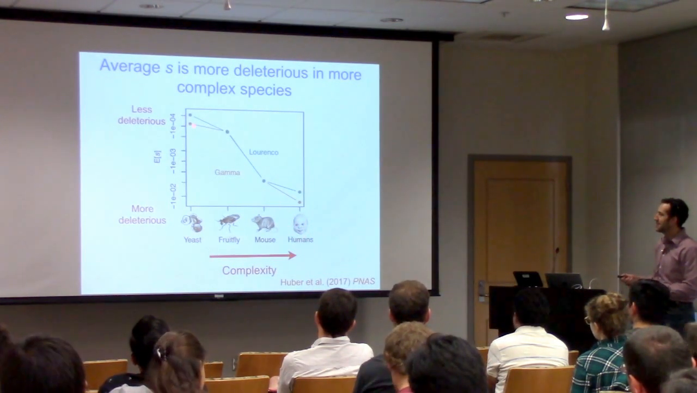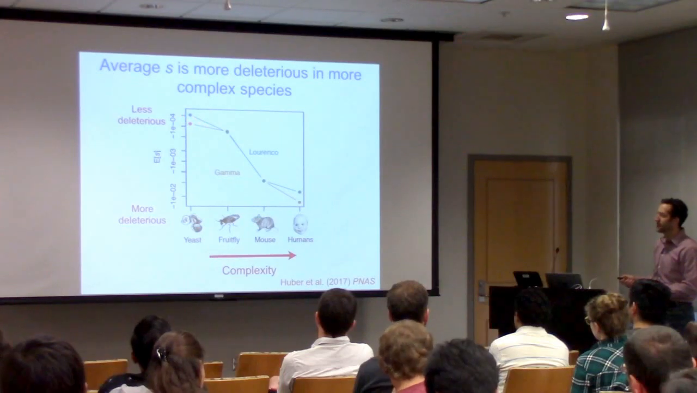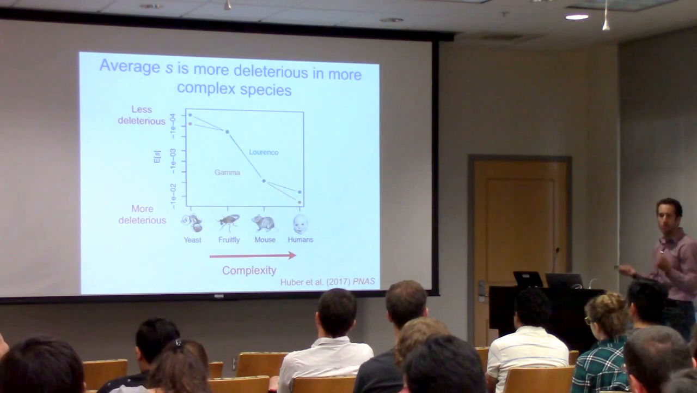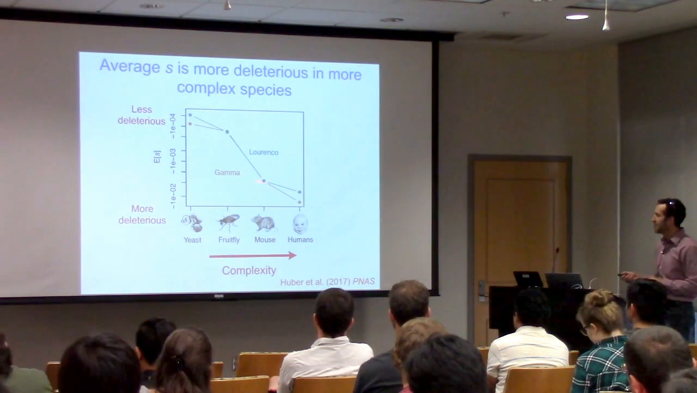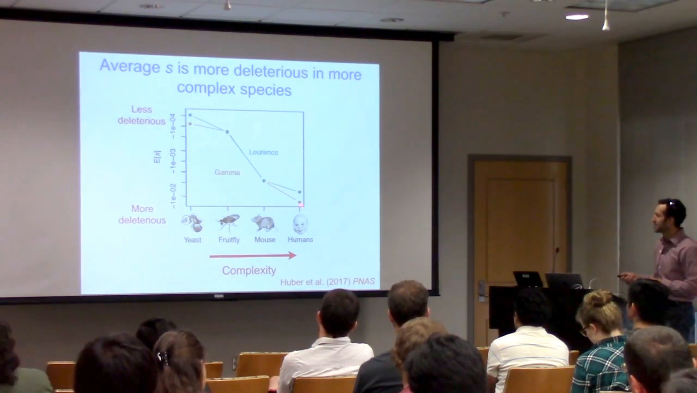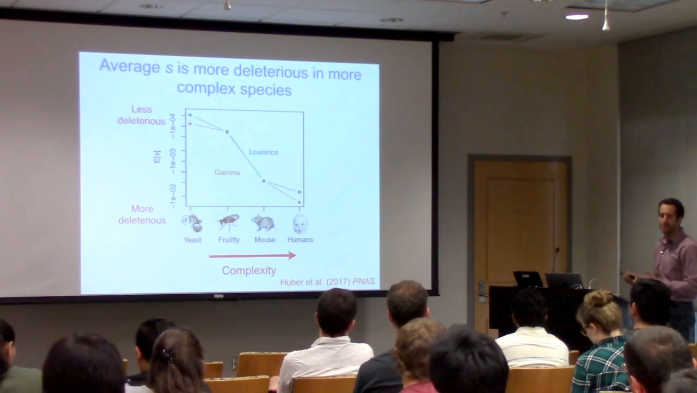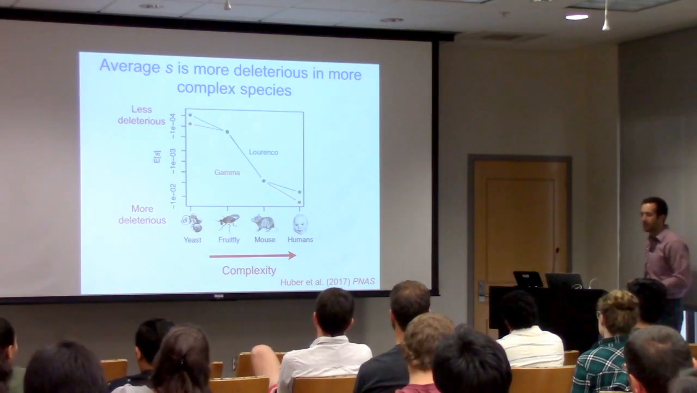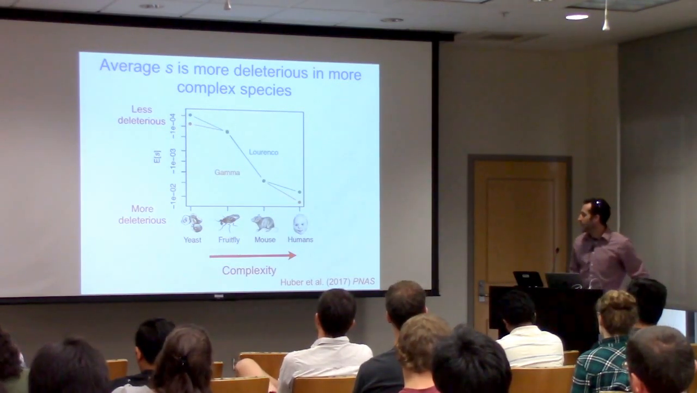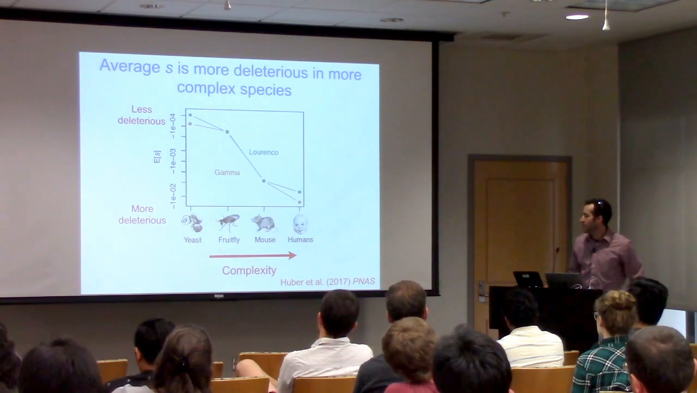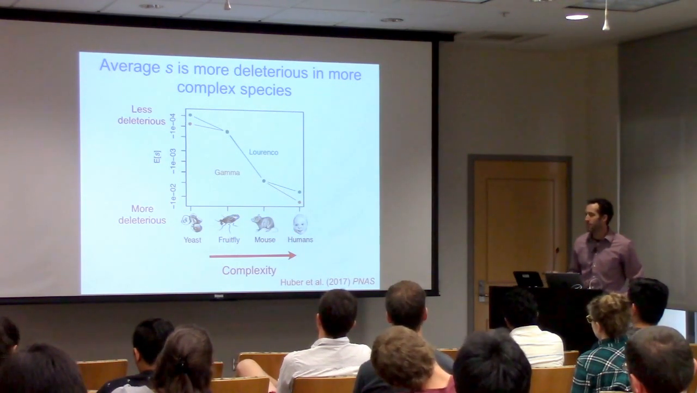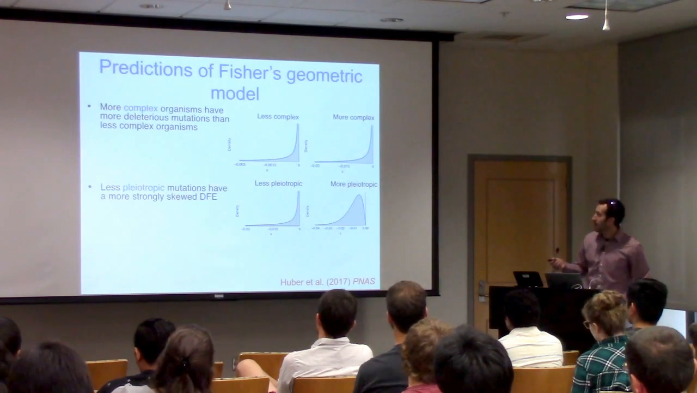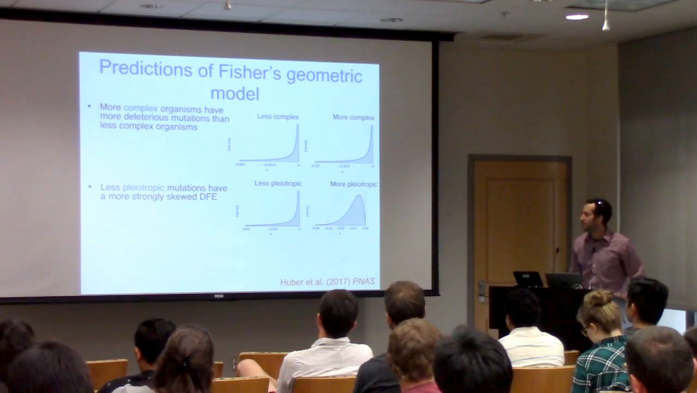And indeed, you can see that the yeast have, on average, mutations that are less deleterious than in humans. Mice and humans, again, it's not clear which one is necessarily more complex, but we actually tested this. This isn't really a significant difference because there's more limited data for the mice. But the point is that this trend holds pretty clearly, where different species have different average selection coefficients, such that the mammals tend to have more deleterious mutations than simpler organisms. So in our view, that prediction of Fisher's geometric model is met quite well.